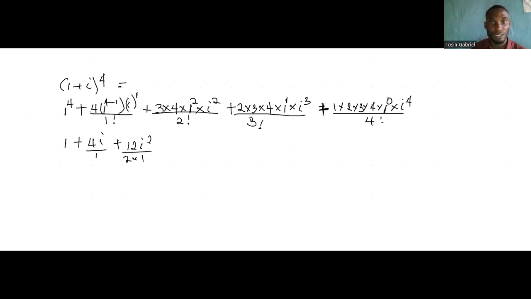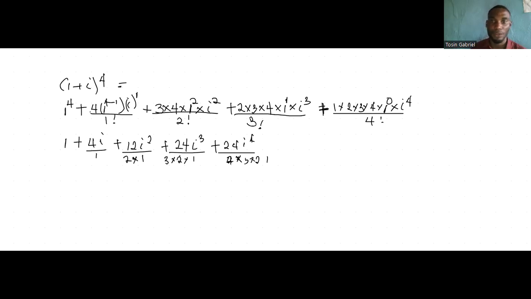Then plus 2 times 3, 6. 6 times 4, 24. Then that's 24 i cubed over 3 times 2 times 1, that's the meaning of 3 factorial. Then plus 1. That is 1 times 2, 2, 2 times 3, 6, 6 times 4, 24, then times 1, that's 24. Then we have 24 i raised to the power of 4 divided by 24, that's 4 times 3 times 2 times 1.